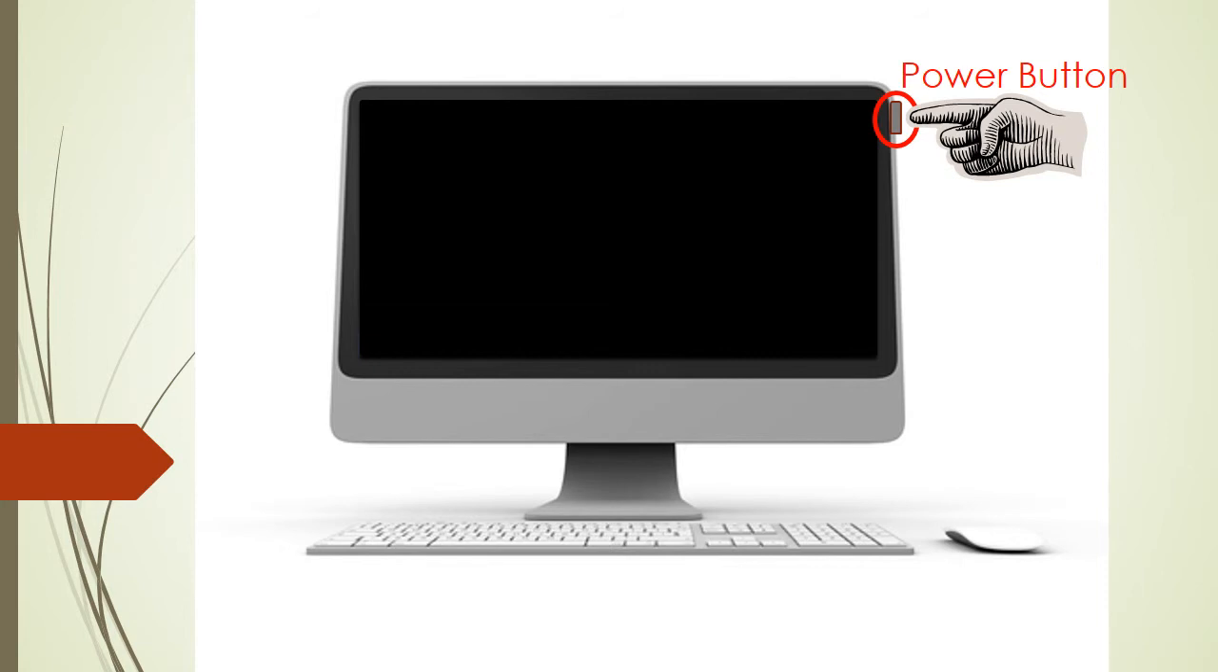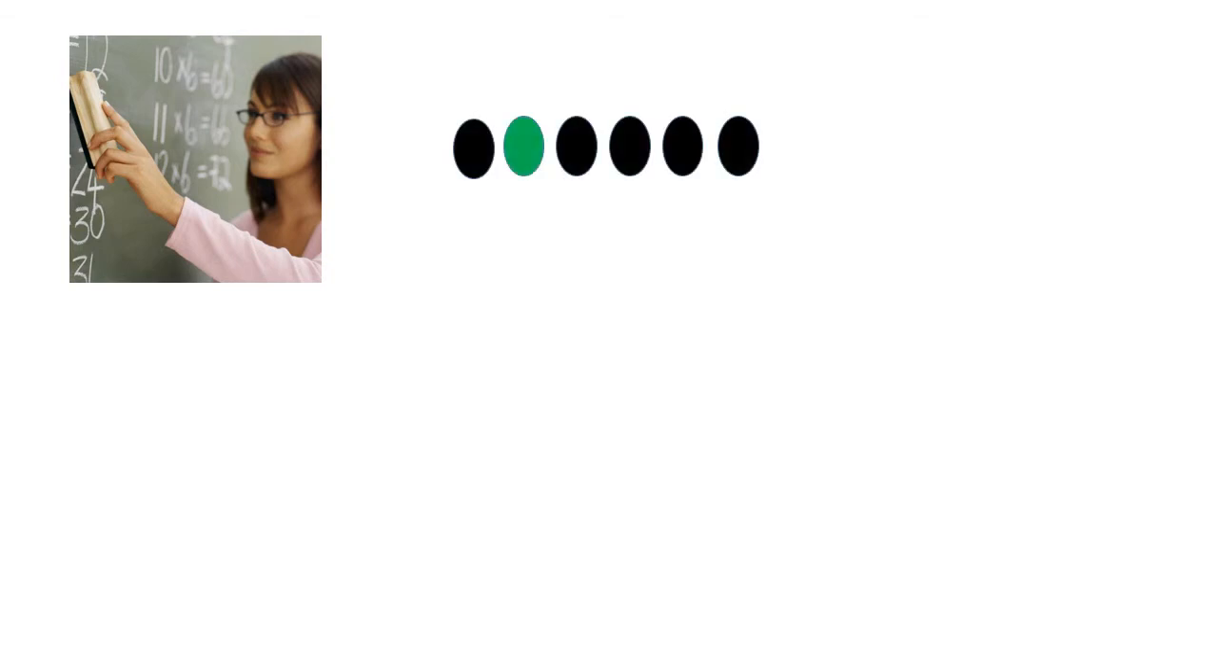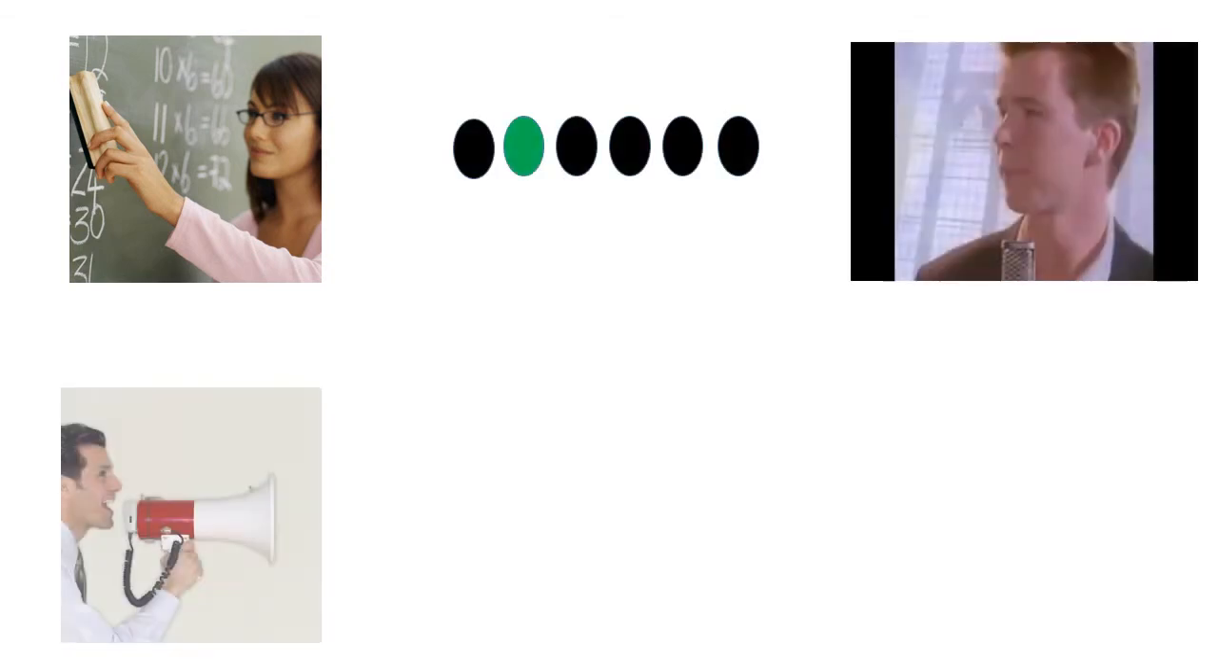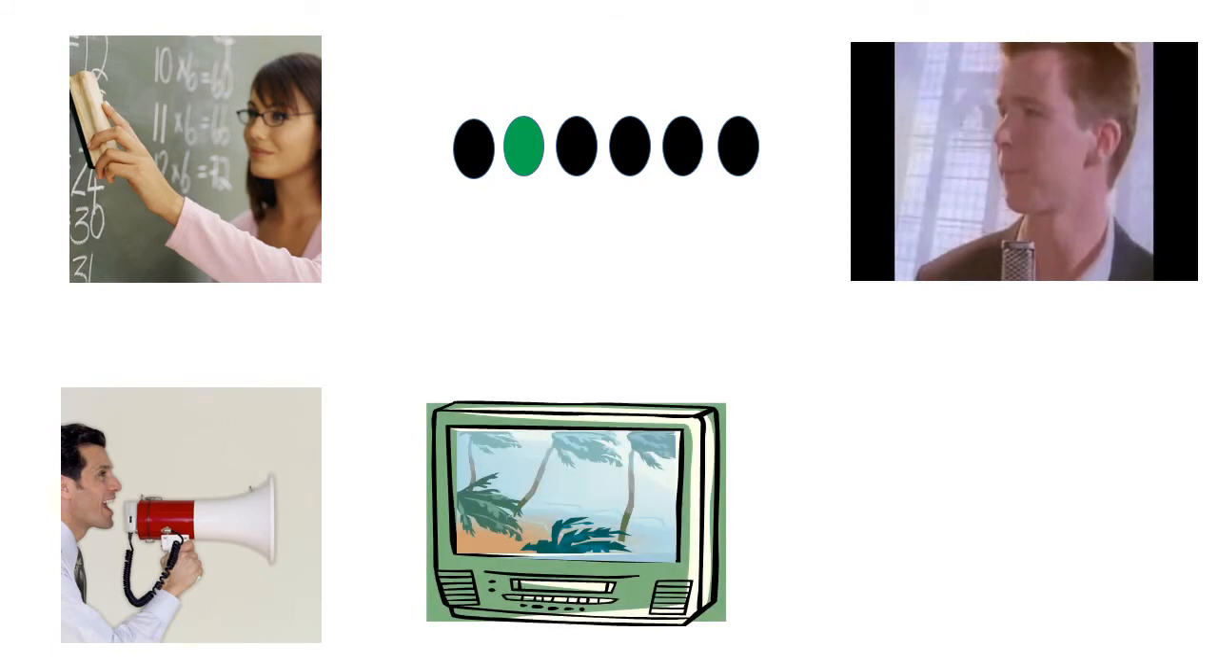Think of gaining attention like the power button on your tablet, phone, or computer. Unless you first turn the device on, it's not going to receive any input. There are 6 common ways of gaining attention. Establishing a need, novelty, cognitive dissonance, intense stimuli, meaning, or emotion.